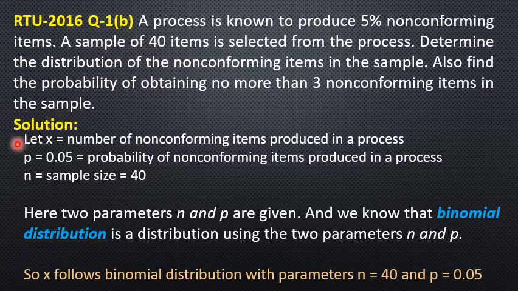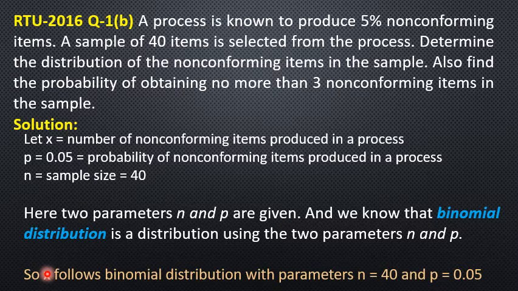So now the solution: let x be the number of non-conforming items produced in the process, and p is the probability of non-conforming items produced in the process, and p is given here as 5%, and n is the sample size, given as 40 items. Here two parameters, n and p, are given, and we know that the binomial distribution is the distribution using the two parameters n and p. So x follows the binomial distribution with parameters n equal to 40 and p equal to 0.05.